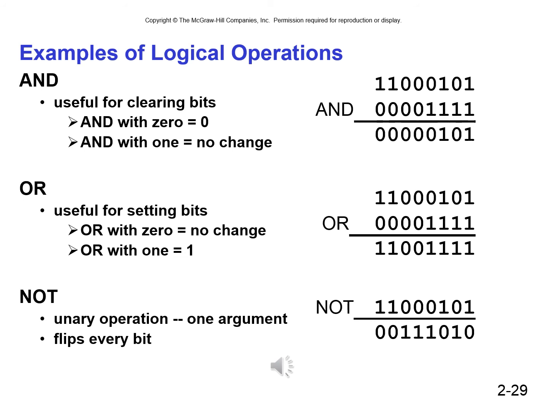NOT is a unary operation. NOT just flips the bits. I hope you can imagine at this point in the lecture how we would use NOT. Right? If we want to get the 2's complement of a value, we NOT it and then we add 1.